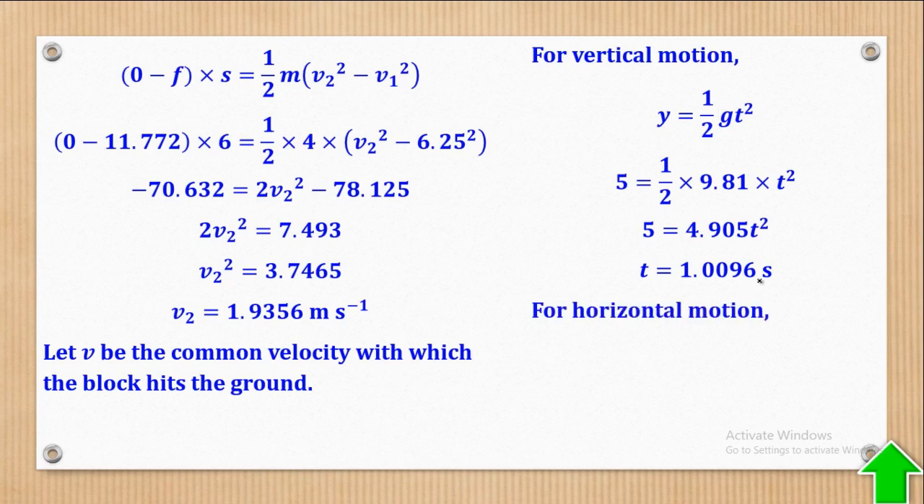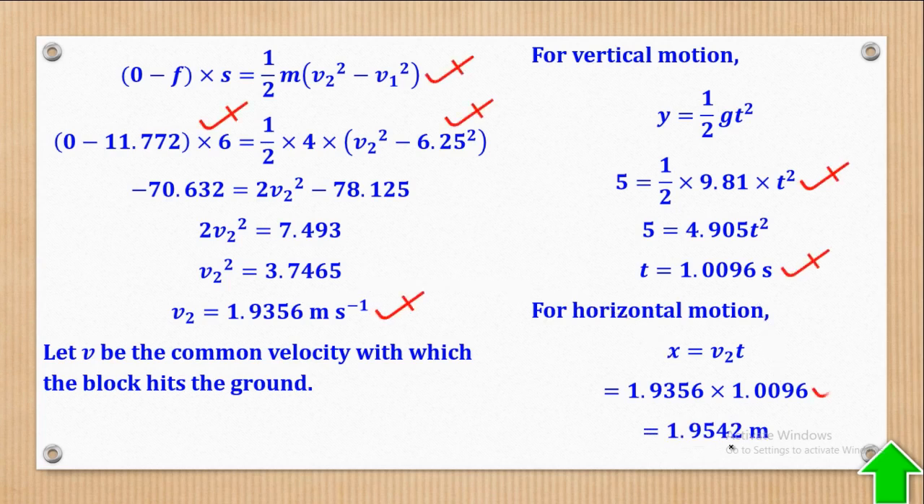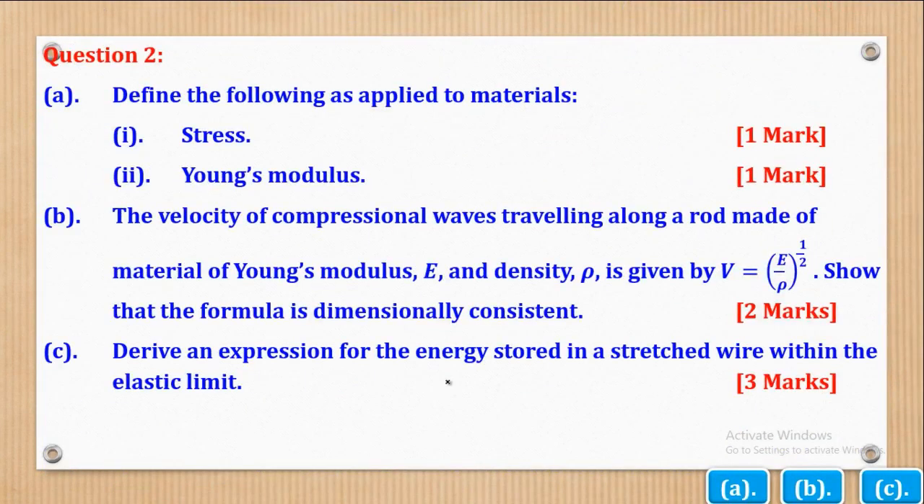After getting t, I can now consider horizontal motion, where x is equal to v2 t. Substitute for v2 and t, and we'll come up with the distance required as 1.9542 meters. So basically that is what they wanted, and that's how the marks would be awarded. So that's how the 5 marks would come about. So that was question 1. Now we shall go to question 2.